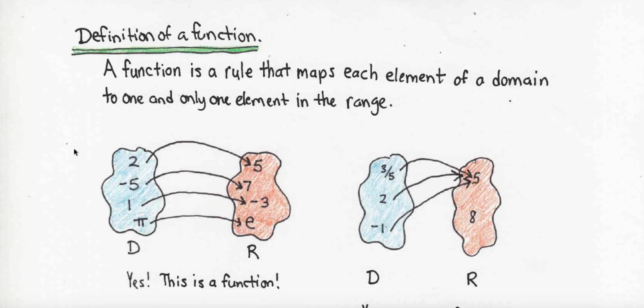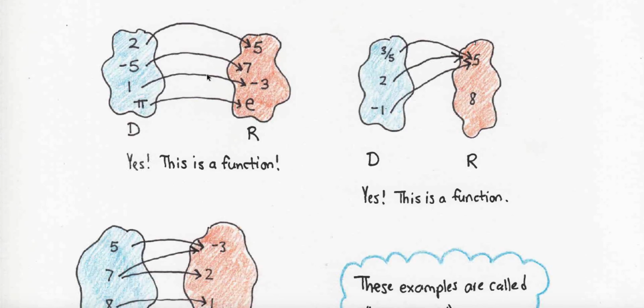All right, in this video we're going to talk about the definition of a function. I've got some graphical examples and some numerical ones as well. Let's look at the definition. A function is a rule that maps each element of a domain to one and only one element in the range. Let's look at a couple of examples.